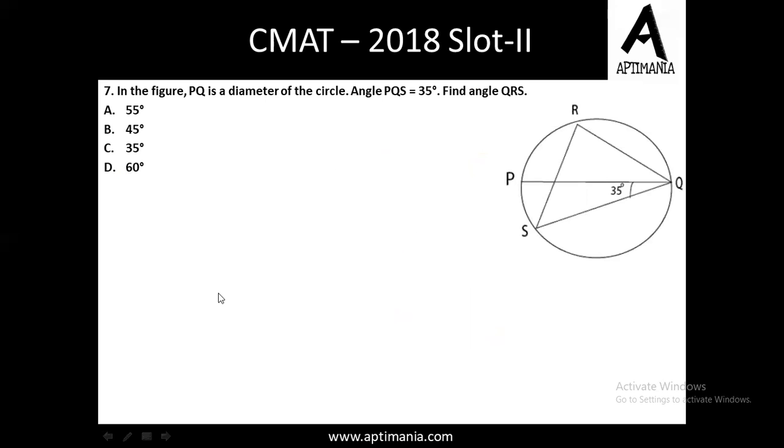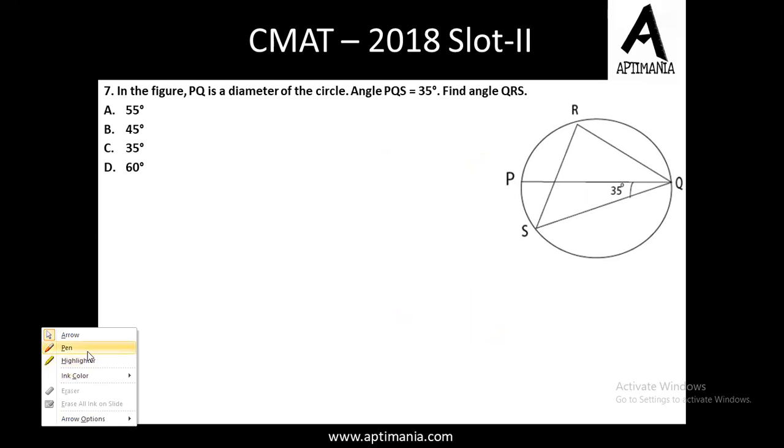Question number 7 is from geometry. What is given to us in the question is that there is a figure with PQ as the diameter of the circle. Angle PQS is given to us as 35 degrees, and we are supposed to calculate this angle QRS. We need to calculate this.